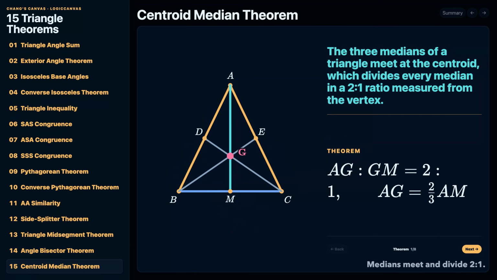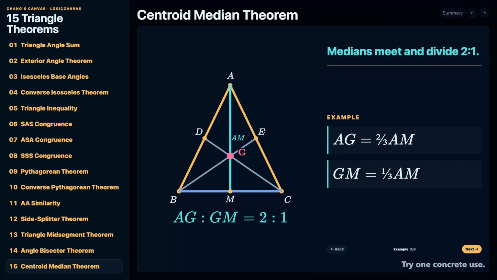Theorem 15 is the centroid median theorem. The three medians of triangle ABC meet at one point G. On each median, the vertex to centroid part is twice the centroid to midpoint part. On median AM, segment AG is 2/3 of the full median, while GM is 1/3. Therefore, AG to GM is 2:1.